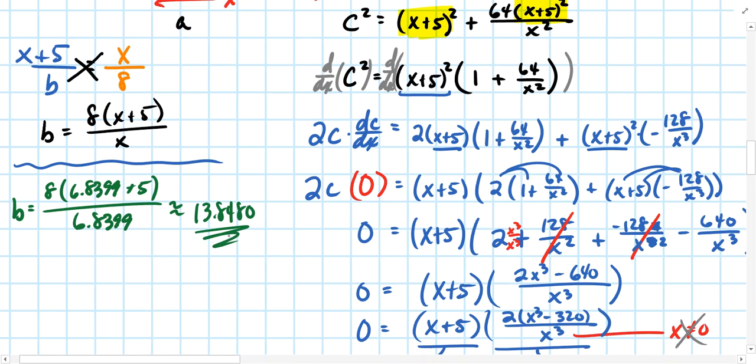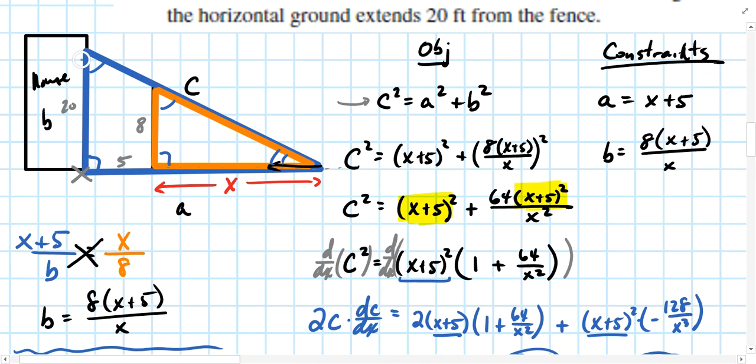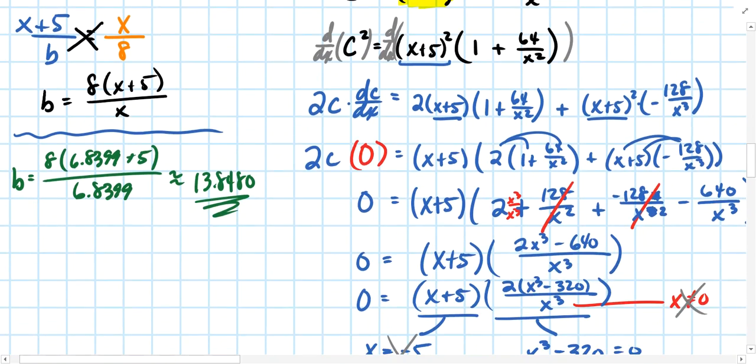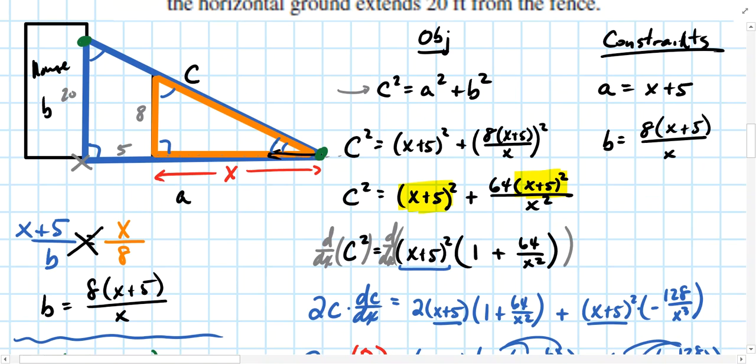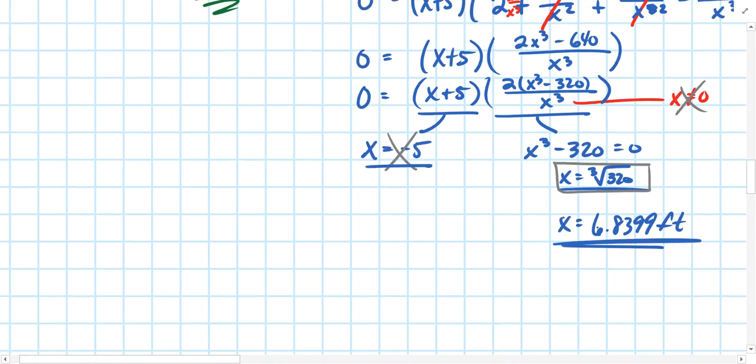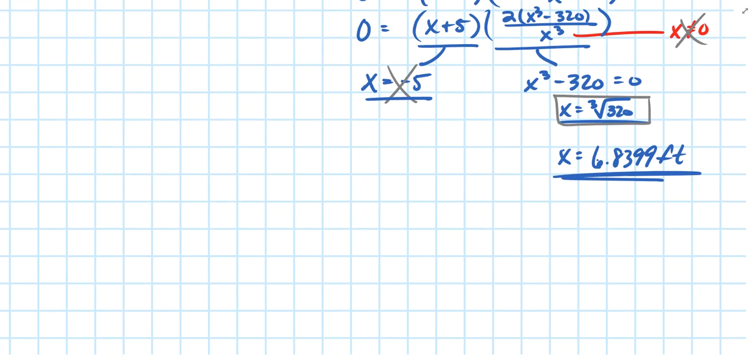13.8480. And that's a good sign too, because we're thinking that the ladder is going to reach 13 feet in the air, which is within the dimensions of the house. And we think that it's about 6.83 feet to the right of the fence, which is within our boundary as well. And so all signs are pointing to an extreme value that lands within our boundaries, but let's see if that extreme value is indeed at a minimum point.